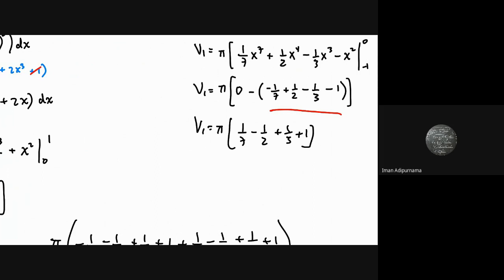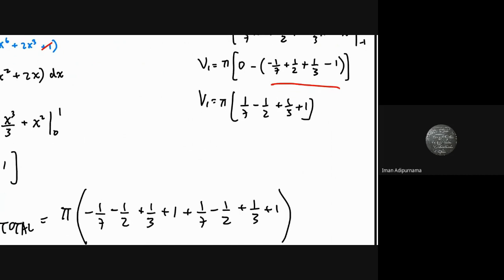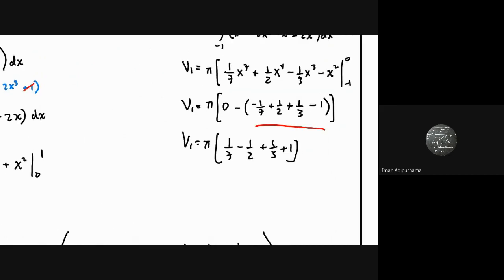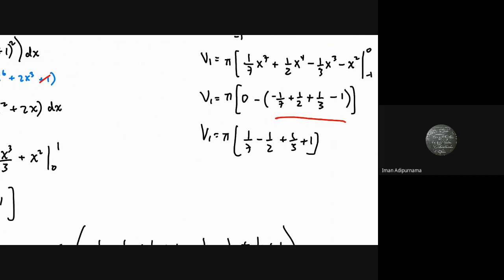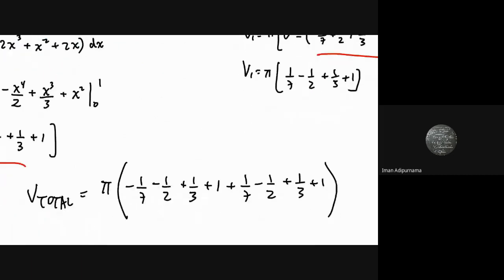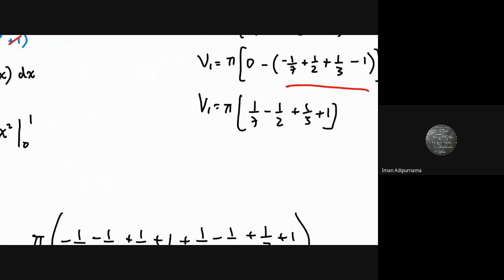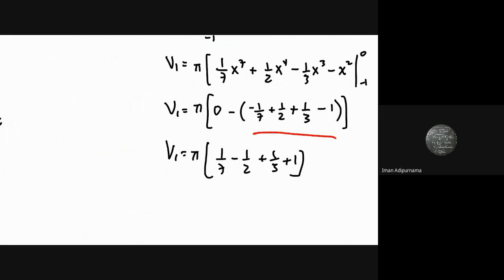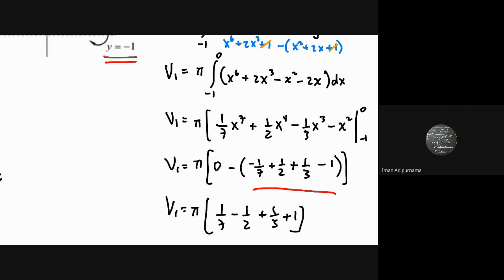Oh, I think this should be plus. Okay, should be plus. Should be plus or minus. Minus 1, minus 1, minus minus plus, right? Plus. Okay, let me check first. It should be plus. Oh, this should be minus x squared. Let me check first.